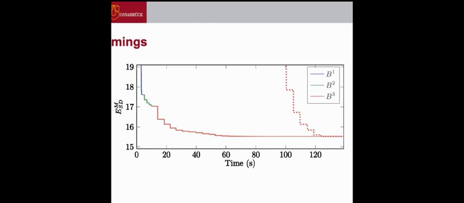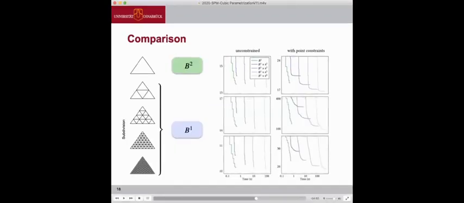And again, we run the experiment for 5 random point constraints to create scenarios with more inevitable distortion and for different models. Thank you.